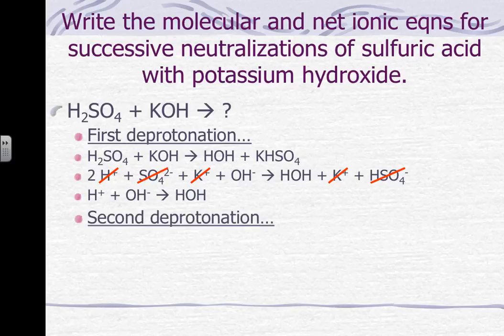Okay, so for your second deprotonation, for your molecular reaction, you're going to use the KHSO4 as your starting point, which you can see here. You're going to hit it with some more base. You're going to, again, produce more water, but now you're stripping off that final hydrogen, and now you're just left with a very typical potassium sulfate, K2SO4.